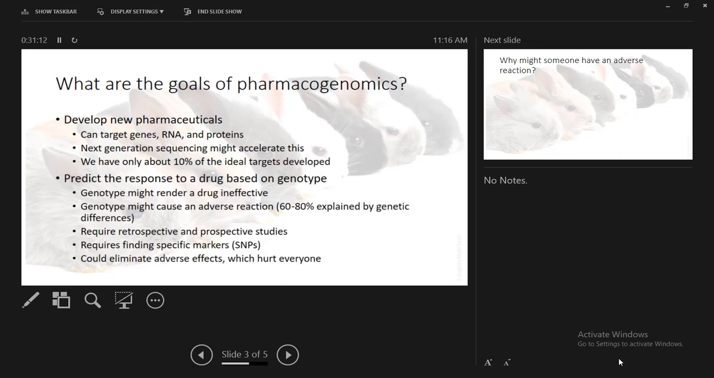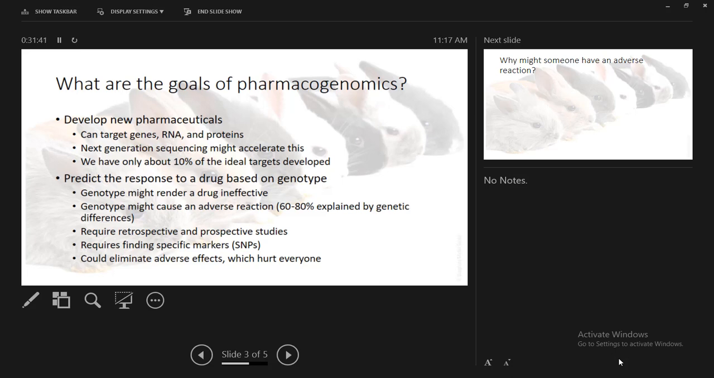So the other goal of pharmacogenomics, this one much easier to accomplish and arguably more beneficial, is to predict the response to a drug based on genotype. And why is this arguably more beneficial? Because then we can take things that we already have at market and figure out how effectively they're going to work for these various individuals.